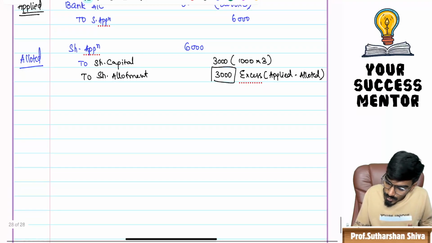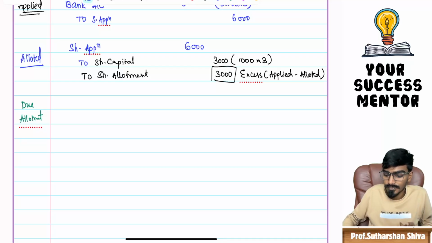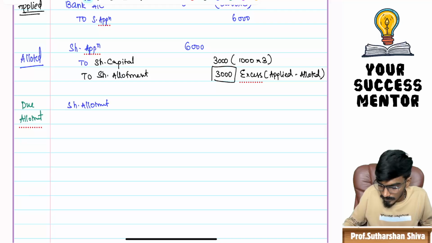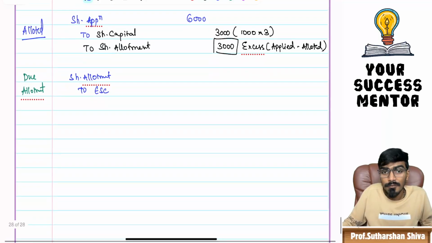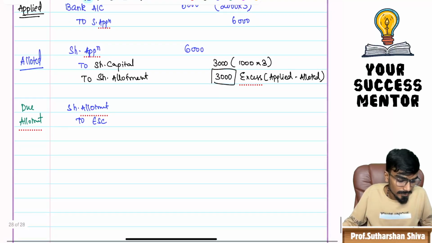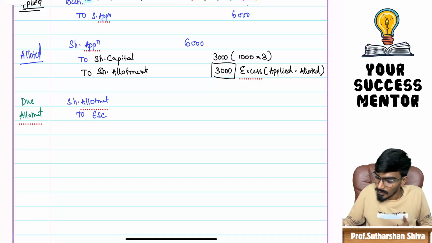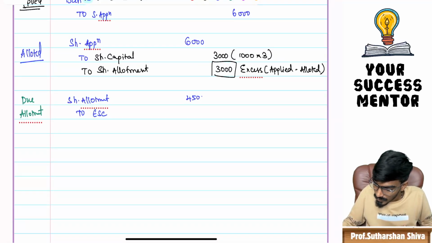Now come to the due entry for allotment. Allotment due, what is the entry you will be passing? Share allotment account debit to equity share capital. What value? We are expecting 4.5, yes sir, correct? Actually, this question is only about Hemant, so we'll be fixing only with Hemant. So 4,500, correct? Yes, sir.